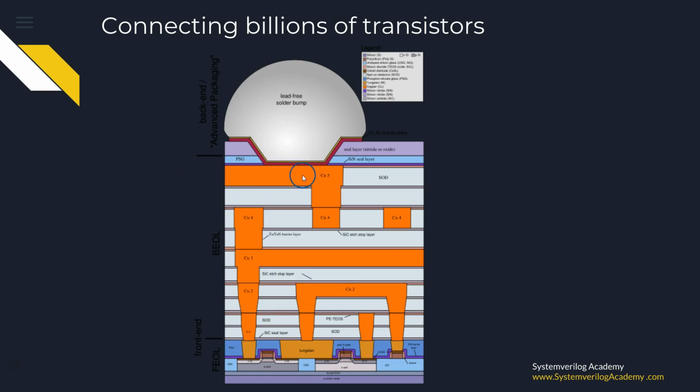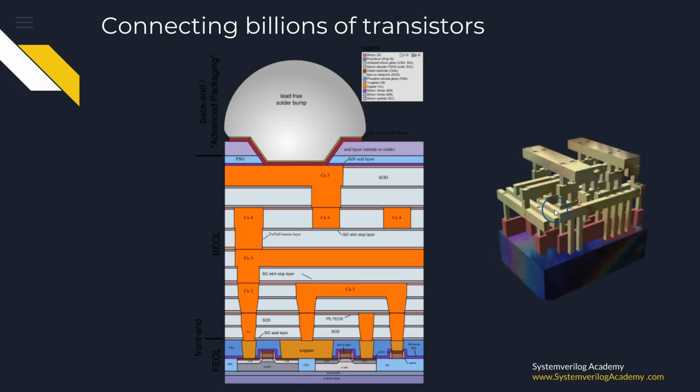This 3D diagram is an animation of connection layers in a small part of an IC. Now you can imagine how complex the complete connection diagram in a real IC will be.